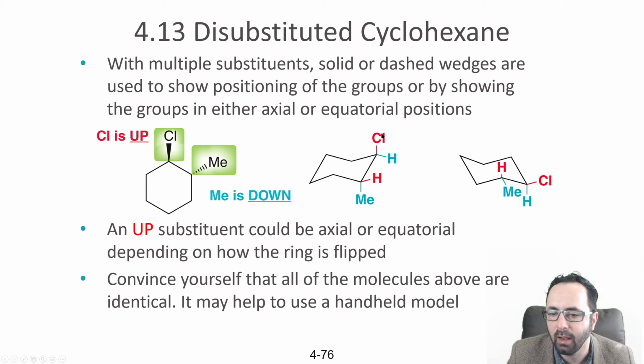The up position is axial here, the down position is axial here, the up position is axial here, and so forth. And if we do a ring flip, both of these axial positions become equatorial. But still, the chlorine is on the top side of the ring, indicated by the wedge here. And the methyl is on the bottom side of the ring, indicated by the dash here. An up substituent can be axial or equatorial, depends on how the ring is flipped, right? But relative to one another, the chlorine and the methyl will have the same axial or equatorial position because of the way they're arranged. One is up and one is down.